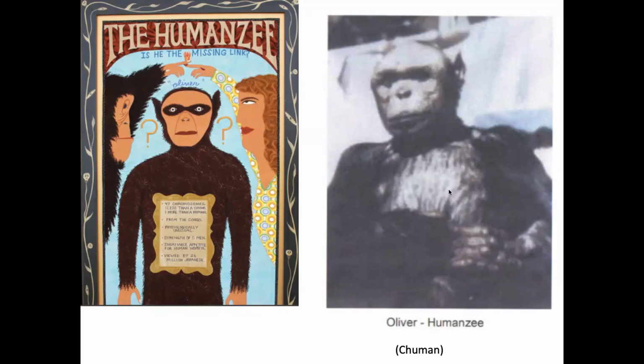The other thing that Oliver exhibited that was similar to a human is a much more upright gait and stance, as well as appearing to be much more highly intelligent than your average or typical chimpanzee. As I said, Oliver was used to make a lot of money for his owner. So the question is, is Oliver a true humanzee, a true human-chimp hybrid? How would you go about determining that?